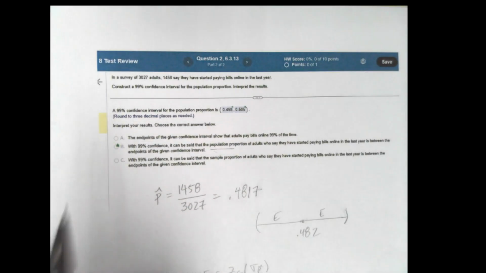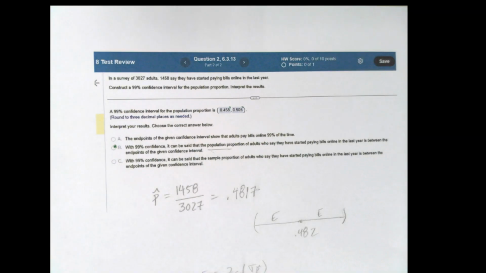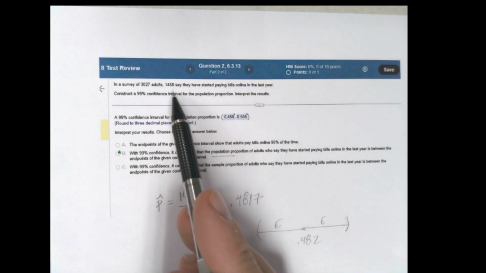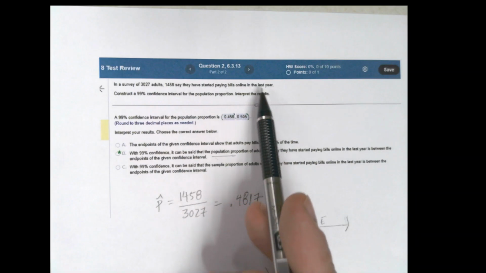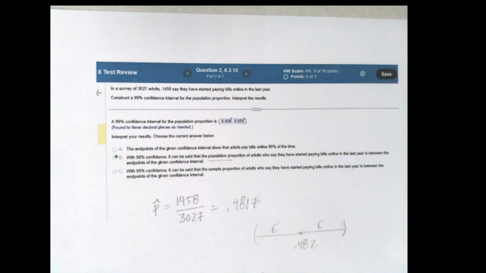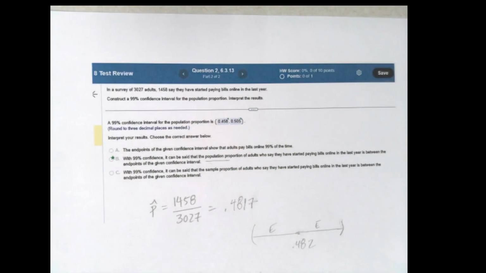So this is question number 2. It says, in a survey of 3,027 adults, 1,458 say they've started paying bills online in the last year. Construct a 99% confidence interval for the population proportion, and interpret the results. All right, so let's do that.